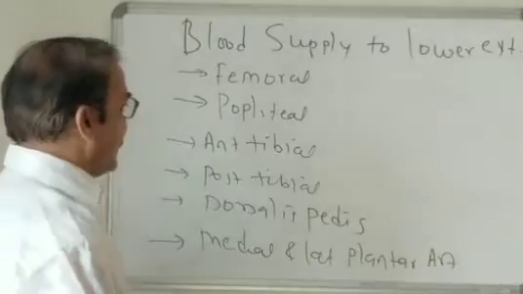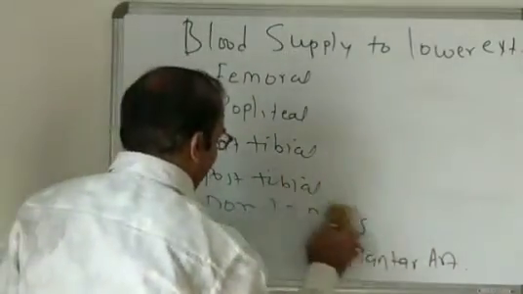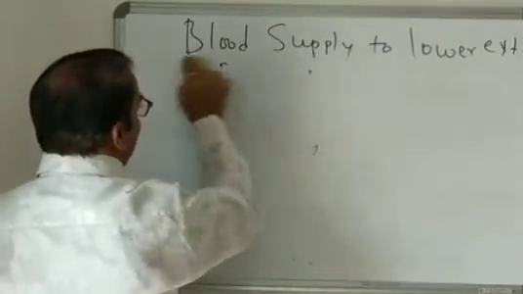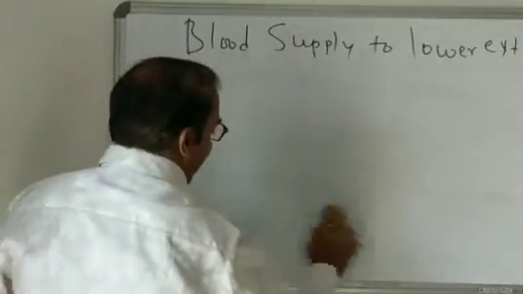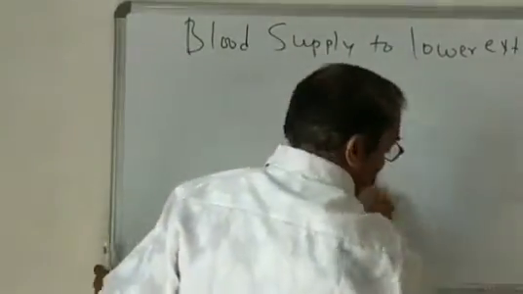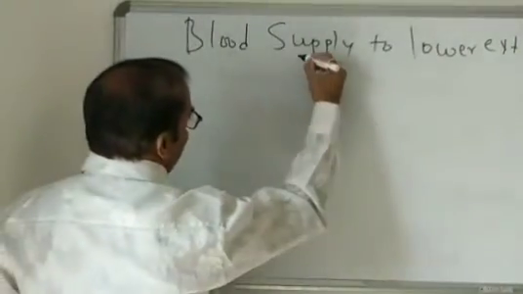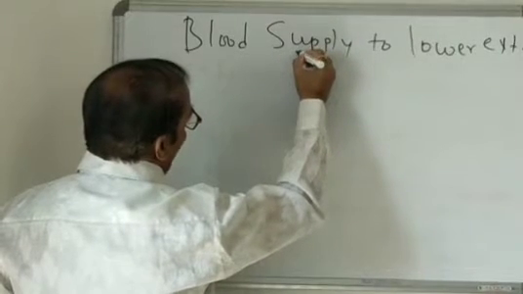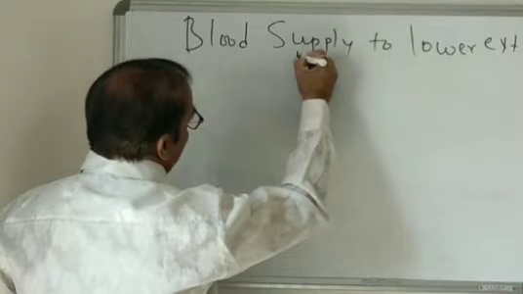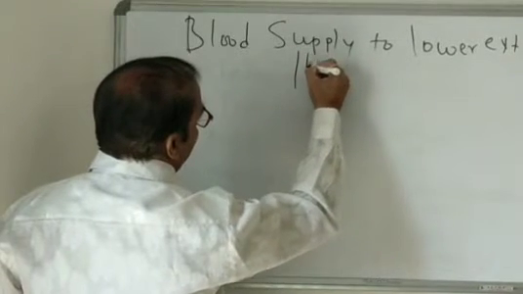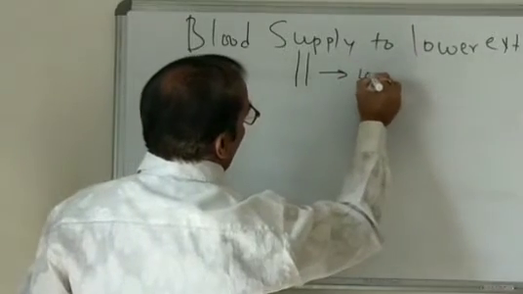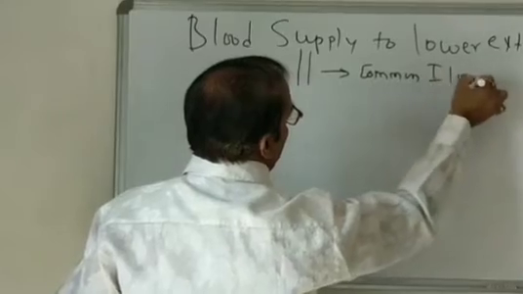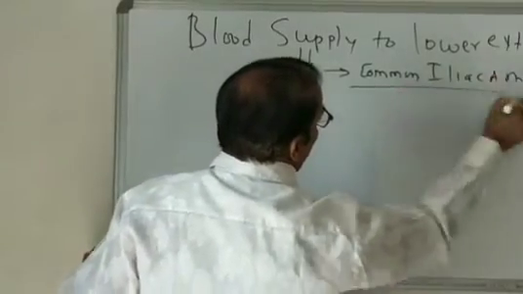So one by one we discuss here. Now first of all, the femoral artery. In today's lecture we see the gross idea about the blood supply to the lower extremity. Now see, this is the abdominal aorta. The abdominal aorta gives a branch, that is the common iliac artery. It is a branch of the abdominal aorta.